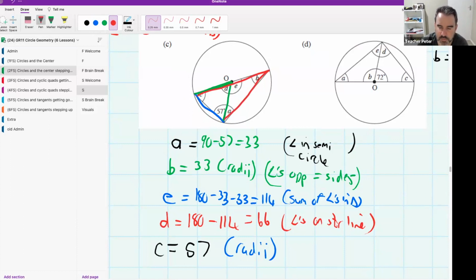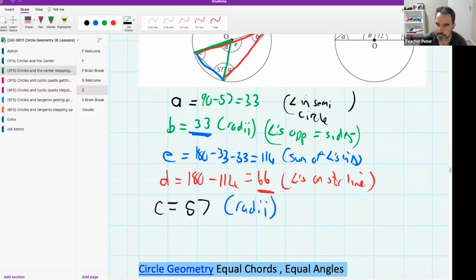So you would expect B to be half the size of D. And you'll see here that B is 33 and D is 66. So there was even another way that we could have done that, possibly. But that's fine. That's always like that with geometry.